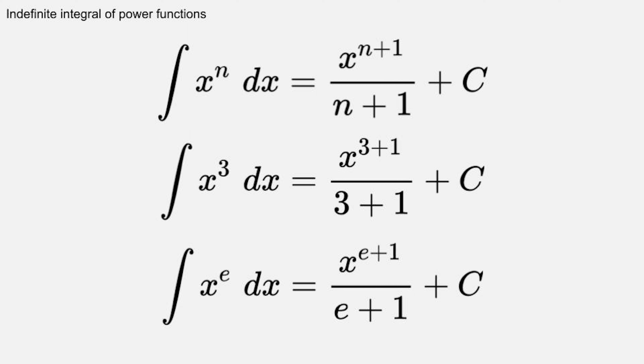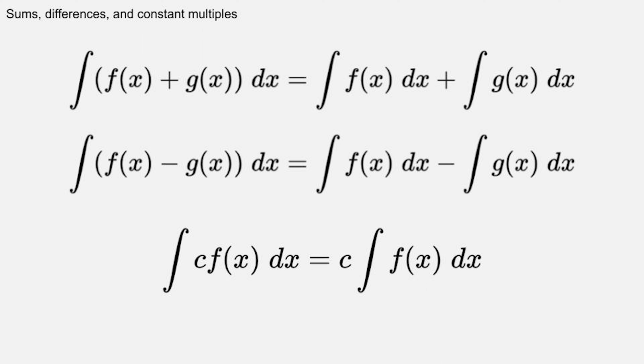Now I could do something more exotic than just a power of 3, say the indefinite integral of x to the power of e dx. Well, it's still the same thing. e is still a perfectly fine constant. I'm going to add 1 to the constant, which is x to the power of e plus 1, and then divide by e plus 1, and then add c.